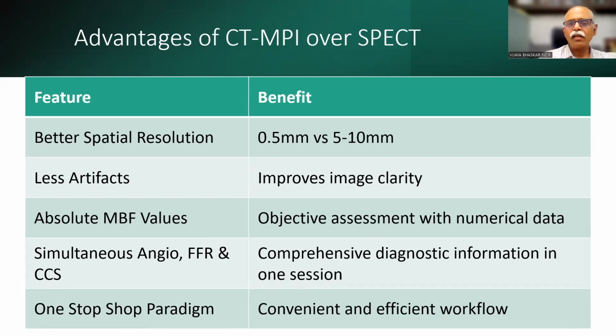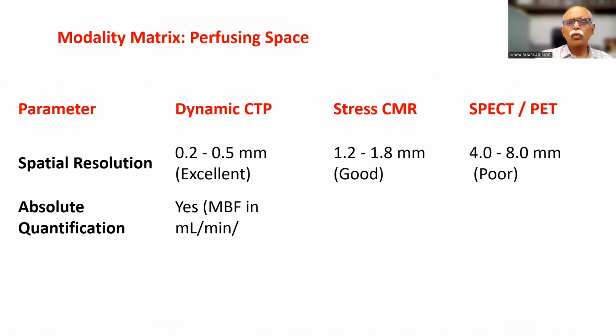Especially in our country, there are not many places who do the PET perfusion, absolute myocardial blood perfusion, but CT perfusion is being done in at least 5 to 10 centers in India. So if you look at stress CMR, spatial resolution of CT is 0.2 to 0.5, 0.2 for photon counting, 0.5 for non-photon counting. Stress CMR 1.2 to 1.8, SPECT is 4 to 8.